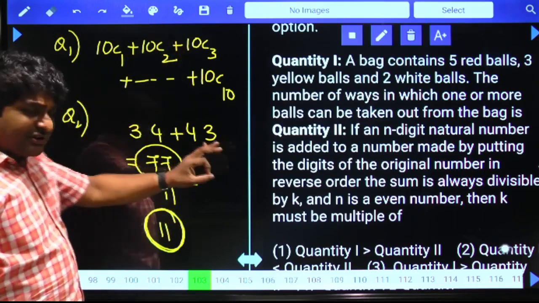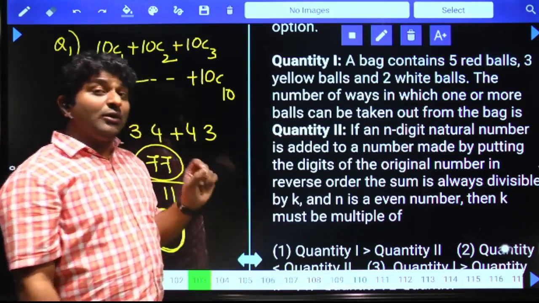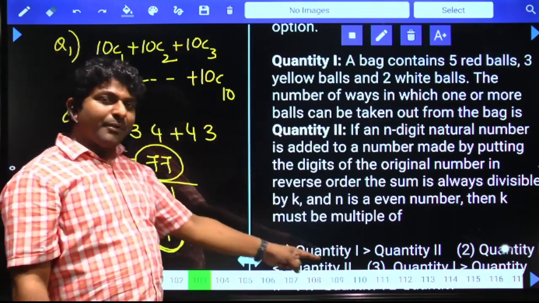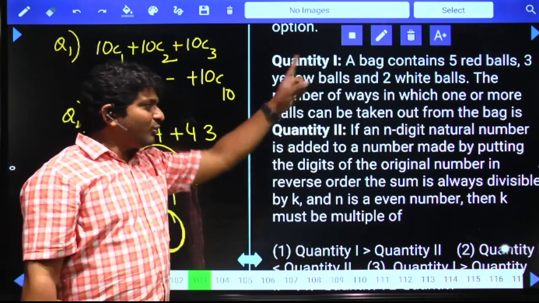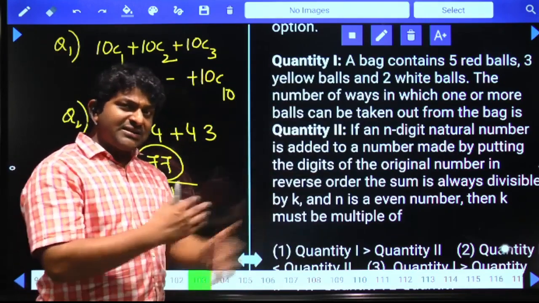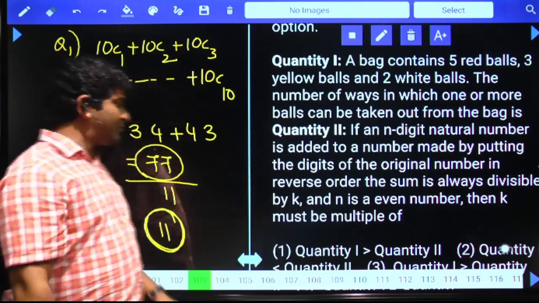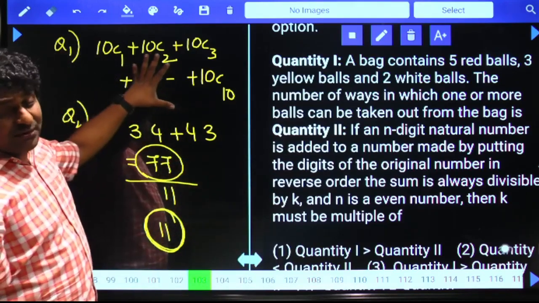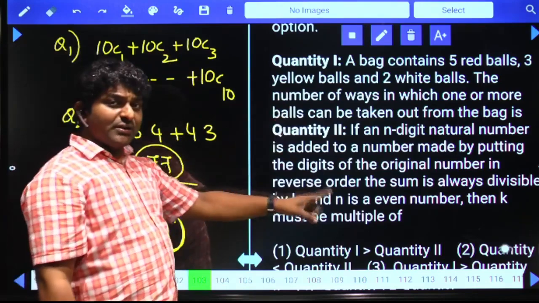So that is a point which I keep on telling you. Don't look for the final answer. Options are important. To give the option, you need not calculate the Q1 value and the Q2 value. You can calculate the nearest answer and still give the answer. So Q2 is 11. This is much more than 11. Hence Q1 is more than Q2.